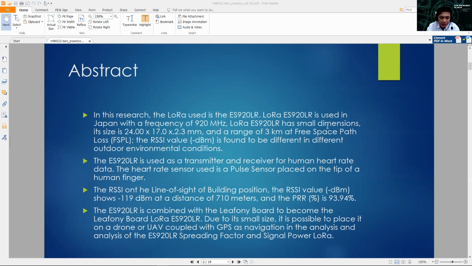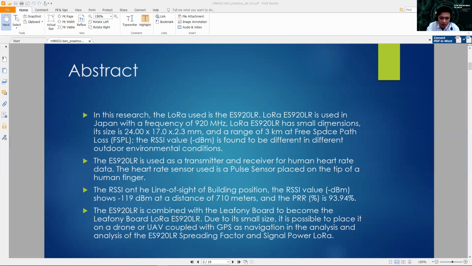The ES920LR is used as a transmitter and receiver for human heartbeat data. The heart rate sensor used is a pulse sensor placed on the tip of a human finger. The RSSI on the line of sight of building position. The RSSI value is minus 119 dBm at a distance of 710 meters. And the PRR in percent is 93.94%.